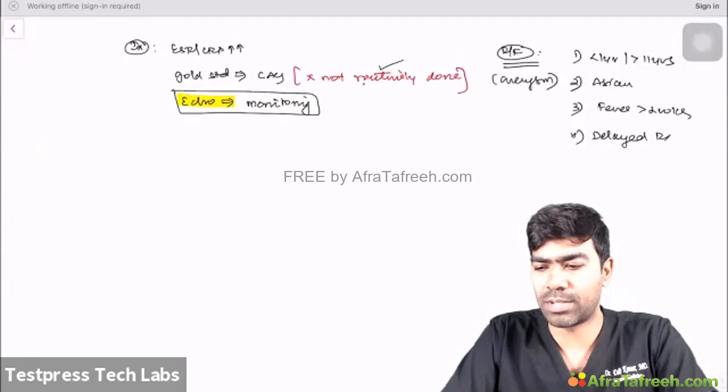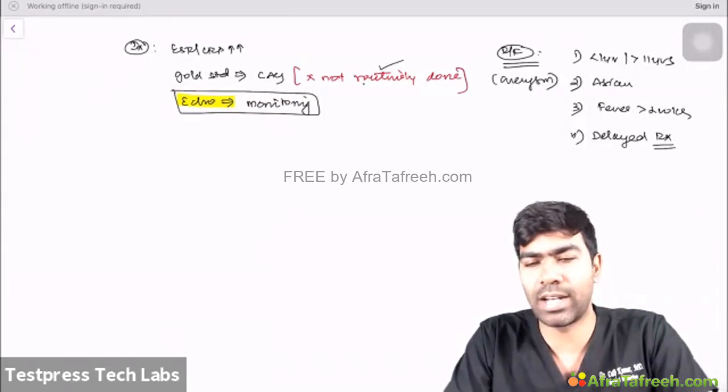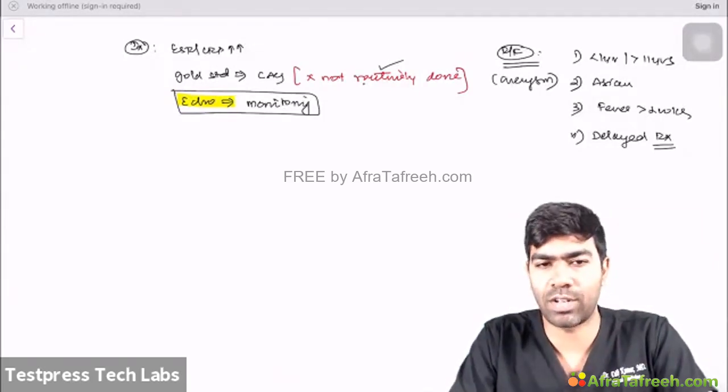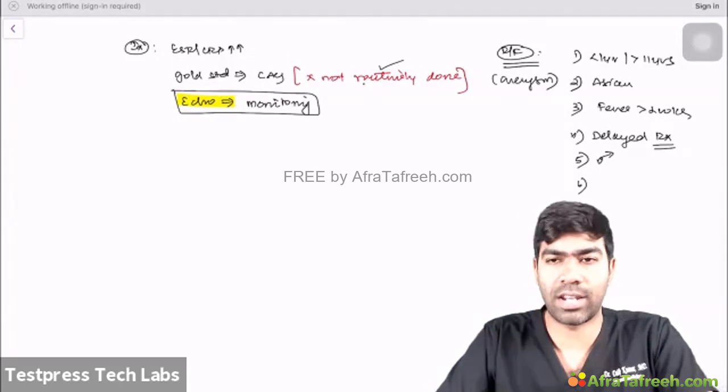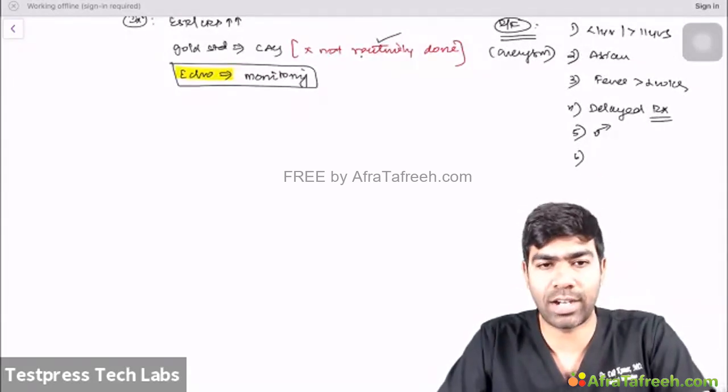Delayed treatment initiation. Actually, the most important treatment is IVIG. So delayed treatment initiation is a risk factor of development of aneurysm. And male gender. Male children have a high risk of development of aneurysms, in fact, even giant aneurysms.